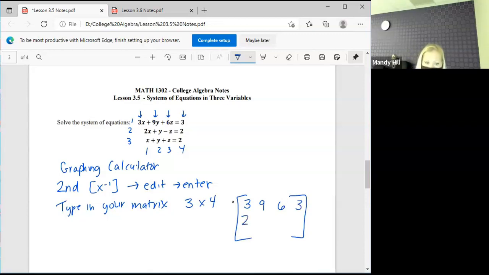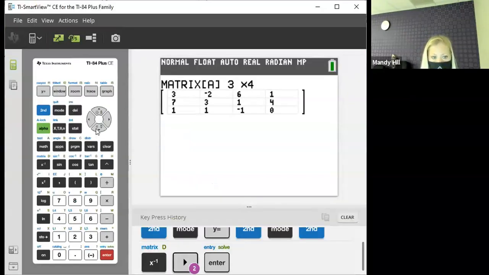Then on the next row, we have a 2, a 1, because there's nothing in front of that Y, so it's a 1. There's nothing in front of this Z except for a negative, so it would be -1. We've got a 2. And on the bottom, we have no coefficients, but we've got 1 X, 1 Y, 1 Z, and then we've got a 2. So that's what you're going to type over whatever you already have there.